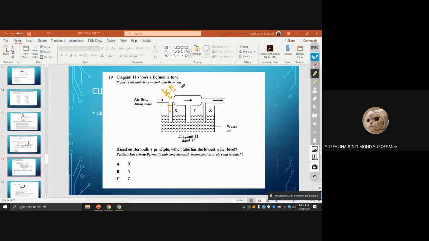At this point, the velocity is lower, pressure is very high. So with high pressure, it will push the water from going up. So the water is very less here. Okay, so the answer should be B. Number 20, the answer should be B.